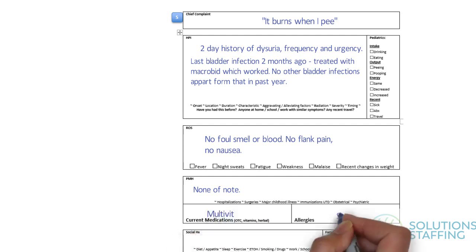She states no past medical history. She takes a multivitamin, but no other meds. She has an allergy to sulfa, which gives her hives, and she is not sexually active.